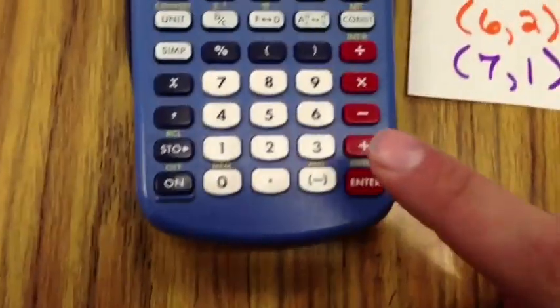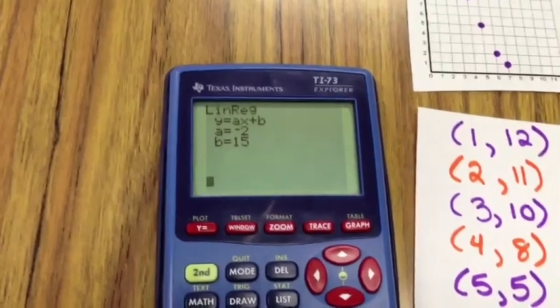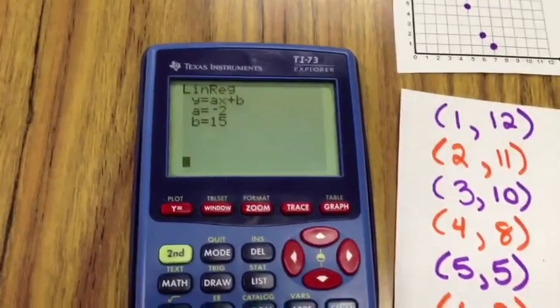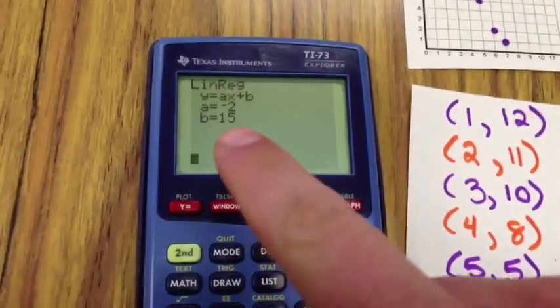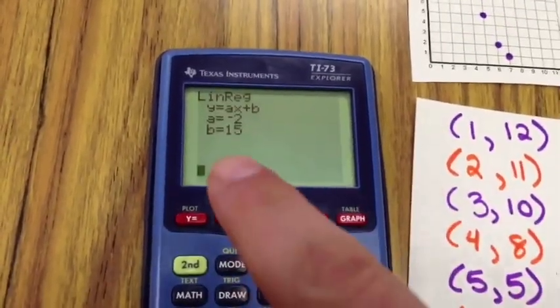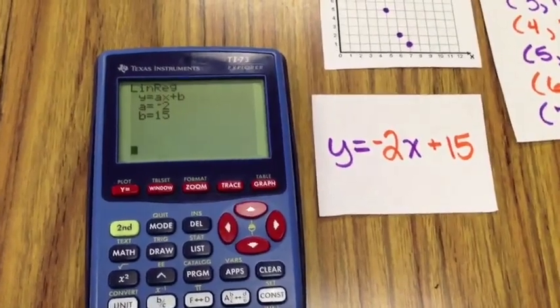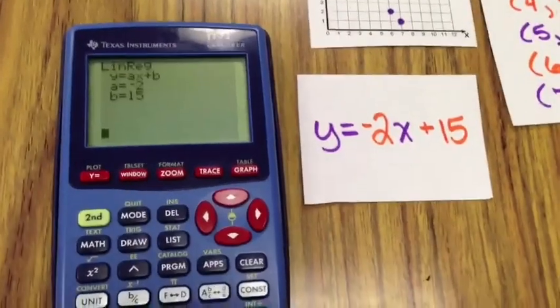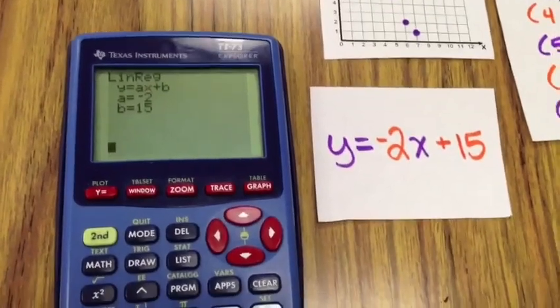I'm going to hit enter one more time. Oh, and boy howdy, I got myself an equation. Y equals ax plus b, where a is -2 and b is 15. Well, what does that mean? What I'm going to do is substitute -2 for a and 15 for b, and that would look just like this. All right, y'all, looks like my answer is y equals -2x plus 15. Great job, y'all. We just used linear regression to find the line of best fit for a scatter plot.